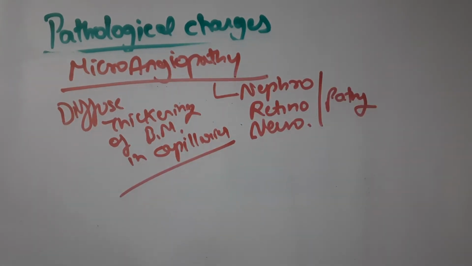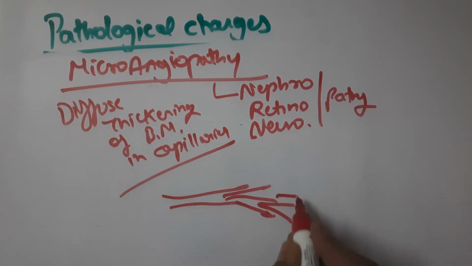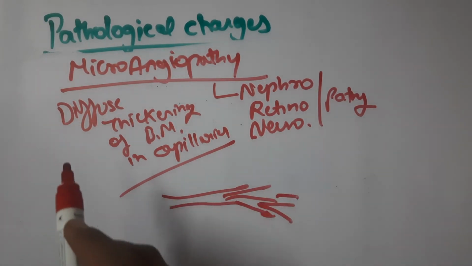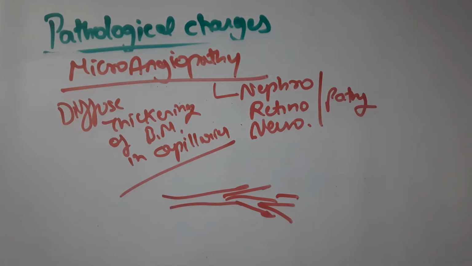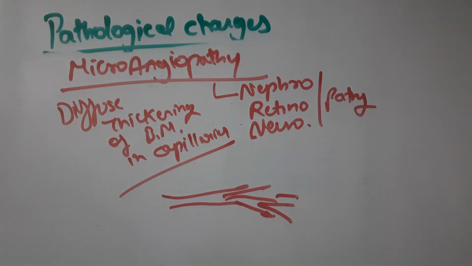Now looking at the small vessels. In these small vessels, diabetic microangiopathy, the finding is diffuse thickening of basement membrane in the capillaries.